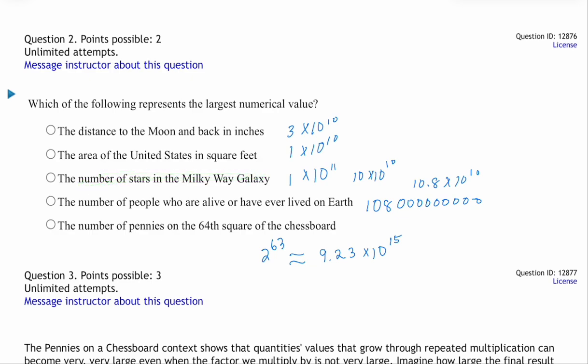The number of people that have ever lived on Earth, I had to Google that. That's bigger than the number of stars in the Milky Way, which I found wonderful. That's 10.8 times 10 to the 10th. But if you look at the number of pennies, we would have 2 to the 63rd, maybe 64th power. I thought they put 1 on the first, but they put 2 on the second. So anyway, even not quite the 63rd square is 10 to the 15th power. That's 5 more zeros than the number of people that lived on Earth. So this would be the largest, the chessboard.